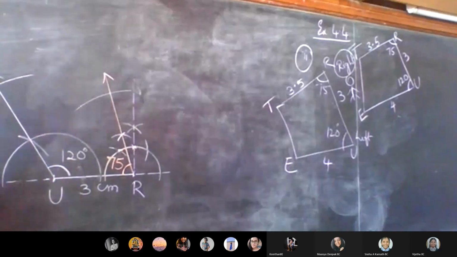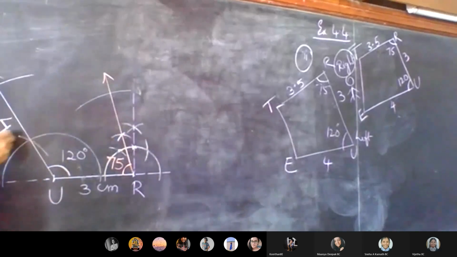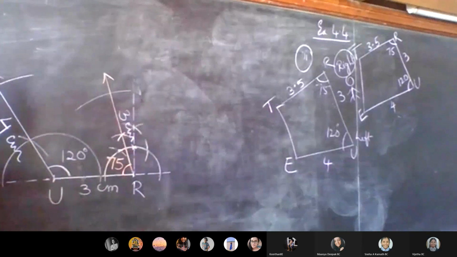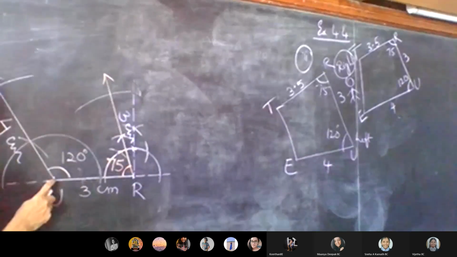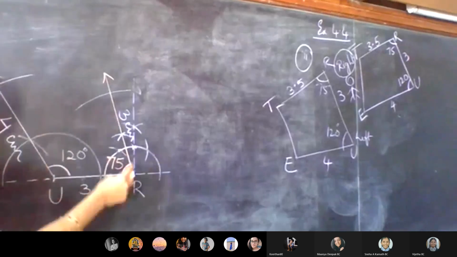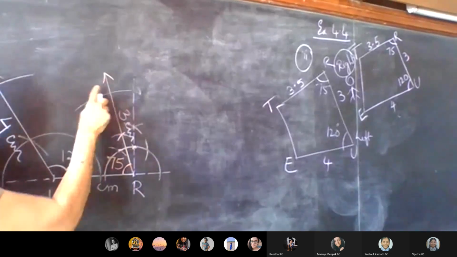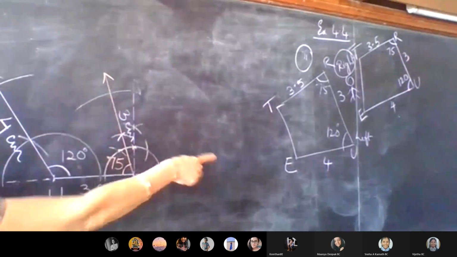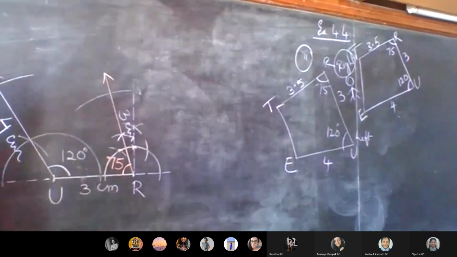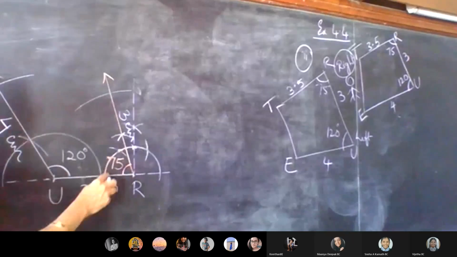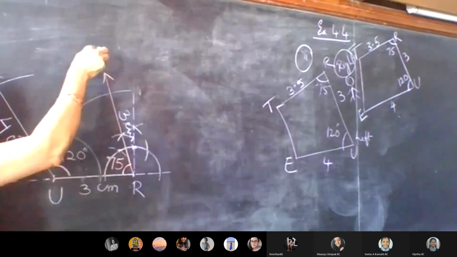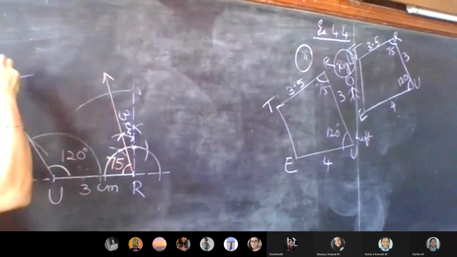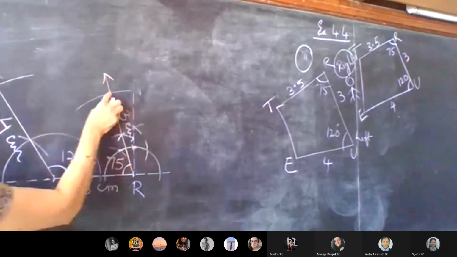From you 4 centimeter, from R 3.5 centimeter. Don't interchange. This is 4, this is 3.5. Towards my left 4 centimeter is there. Towards my right 3.5 centimeter is there. After 75-degree, I have to cut the angle line 3.5 centimeter. After 120-degree, I have to cut the angle line 4 centimeter. Now join these two.